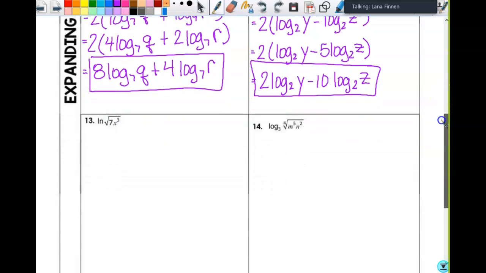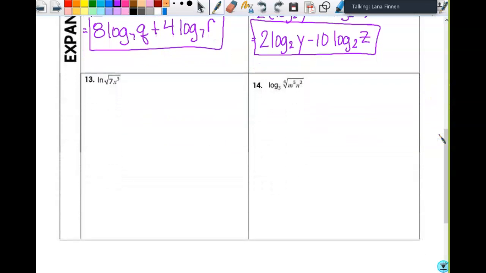Alrighty, let's look at 13. So this doesn't have an exponent, but I need to change that root to an exponent. So this is going to be the natural log of 7x cubed to the 1/2 power, because that whole thing was under the square root. So since I have this on this whole thing, I get to bring that out front. So I get 1/2 times the natural log of 7x cubed.